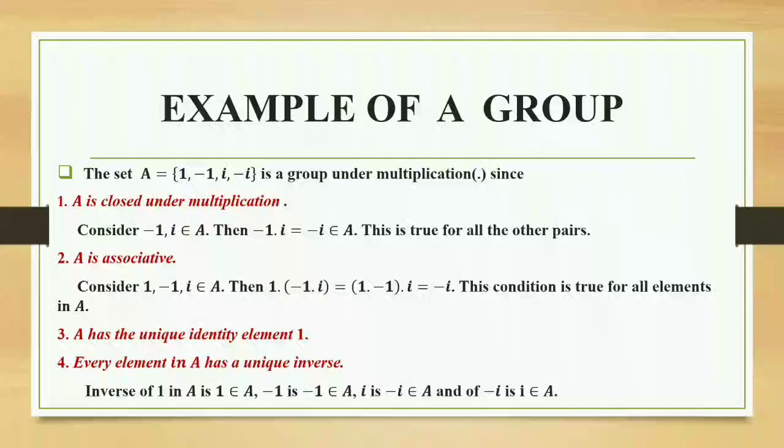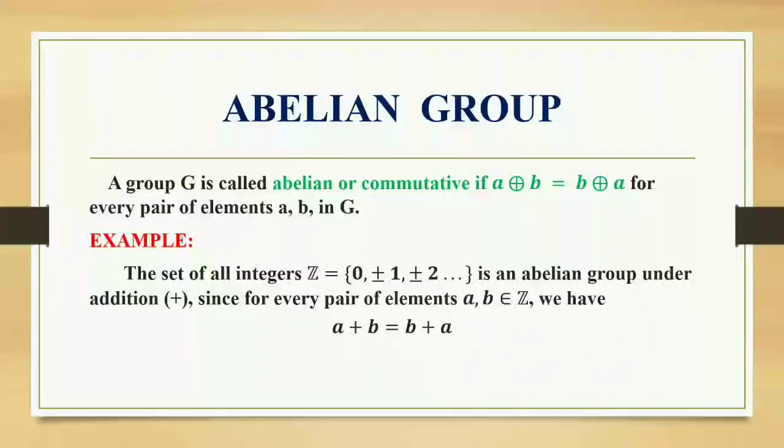Since all the elements in A have a unique inverse, the fourth property is also satisfied. Therefore, the set A equal to {1, minus 1, i, minus i} is a group under multiplication.